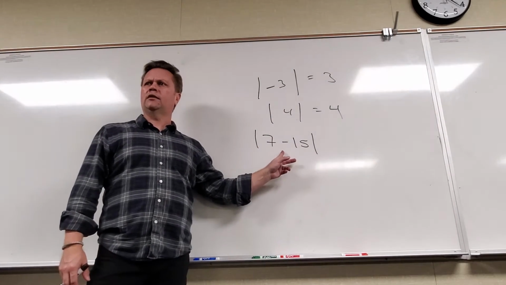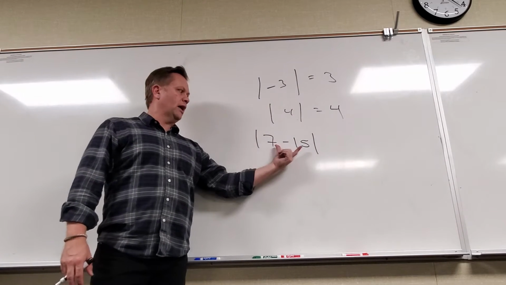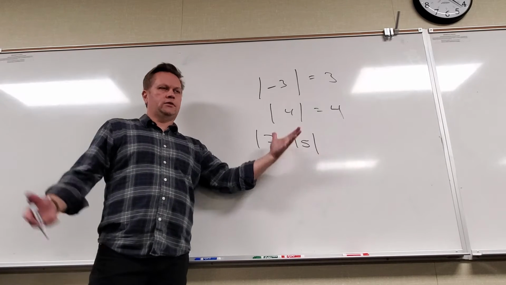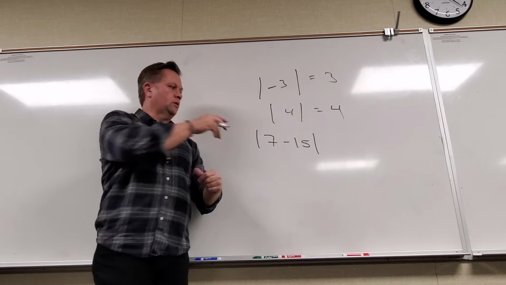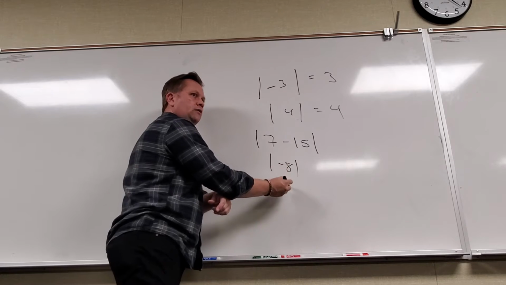If I take the absolute value of a number, I know what to do. Do I have a number in here yet? No. I have to do the inside. What's the first thing in order of operations? Do inside. So what's 7 minus 15? -8. Now what's the absolute value of -8? 8.